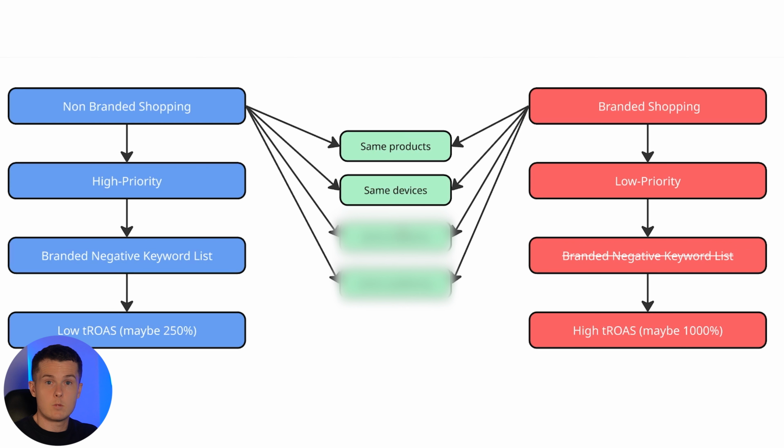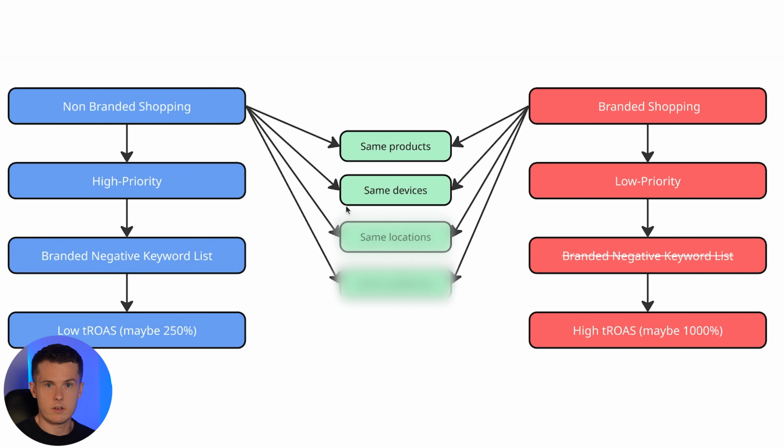The same thing applies with devices. If we want to block tablets from serving our non-branded shopping ads for this campaign, we need to ensure that tablets are also stopped from serving in this campaign. Otherwise, our branded shopping campaign acts as a non-branded campaign for tablets. It's, I know, a little bit convoluted maybe. The crux of it here really is that it needs to be the same settings.